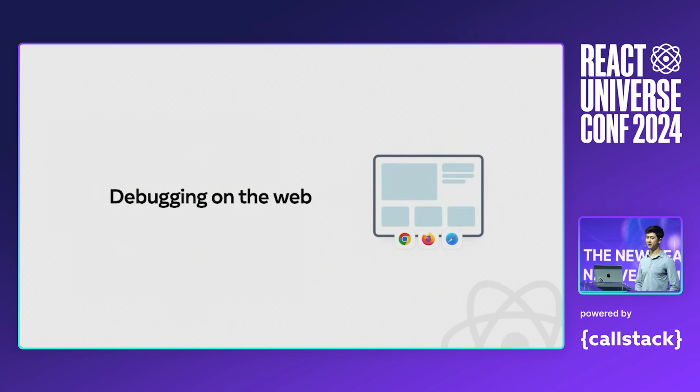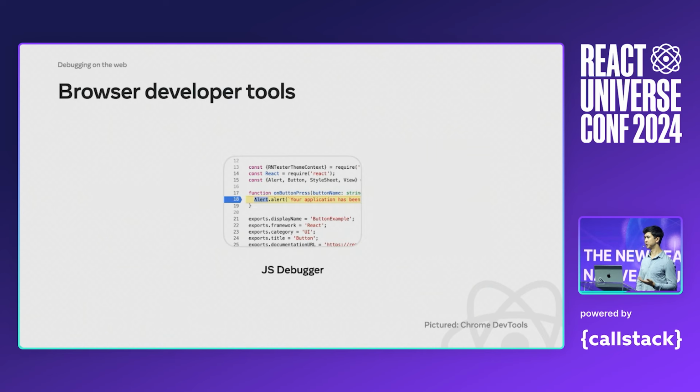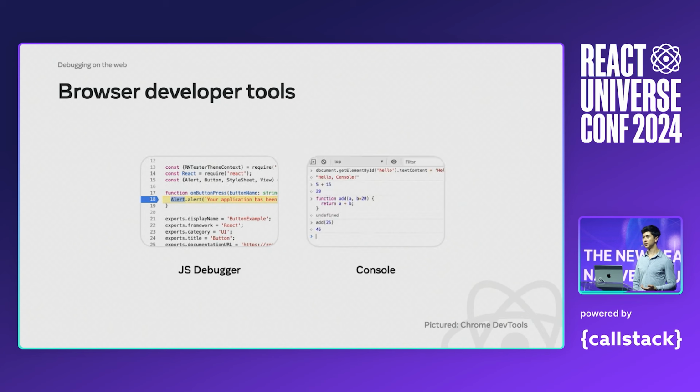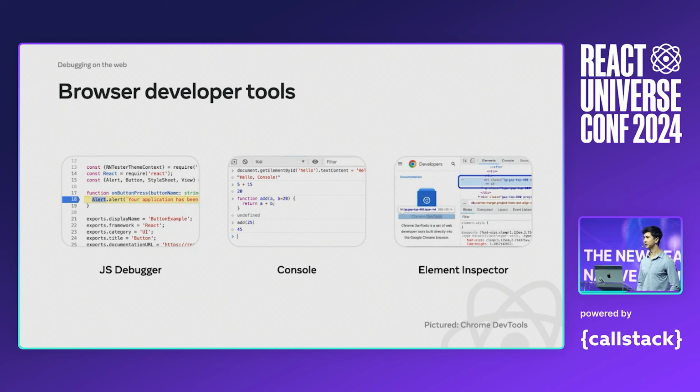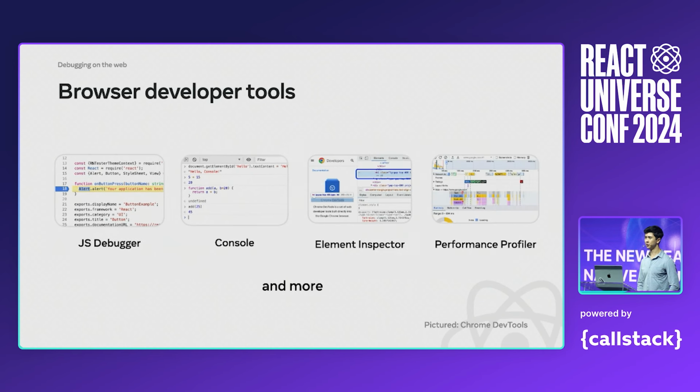A big part of building high-quality experiences is being able to debug, inspect, and measure the performance of your app. This is something that browser vendors understand, which is why every modern browser comes with a suite of developer tools built in. A JavaScript debugger, allowing step-through understanding of code. A console, allowing you to view and filter app logs and run interactive statements. An element inspector, a performance profiler, and much more.